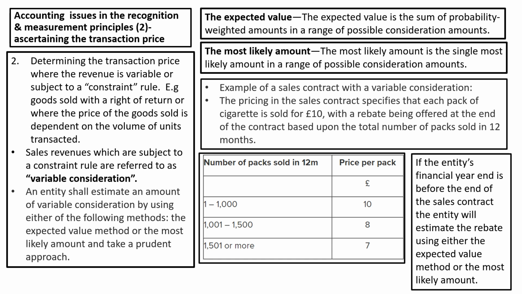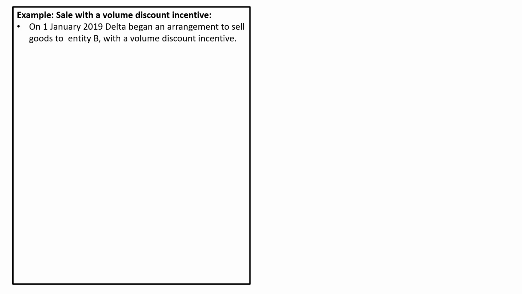Now, if the entity's financial year end is before the end of the sales contract, the entity shall estimate the rebate using the expected value method or the most likely amount. Now let's look at an example of a sale with a volume discount incentive.